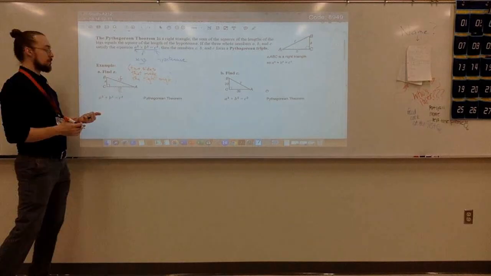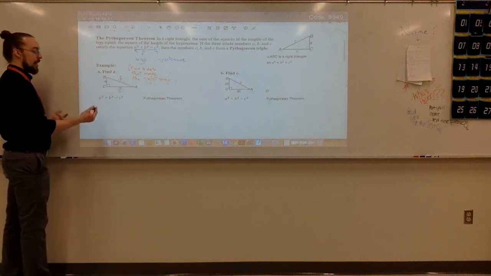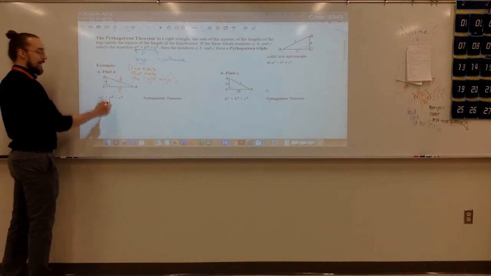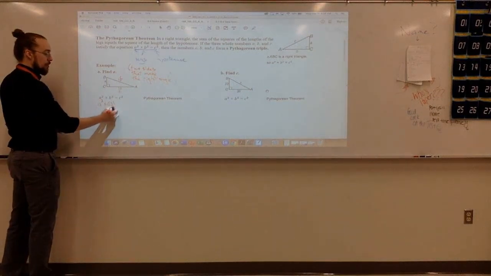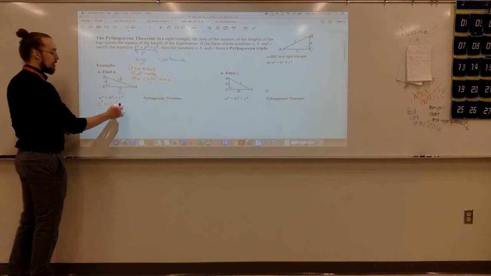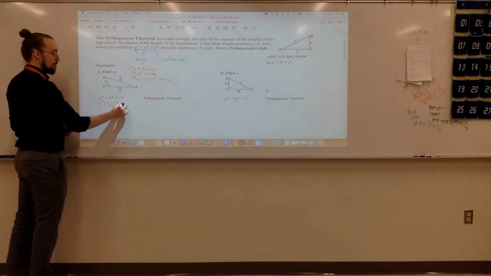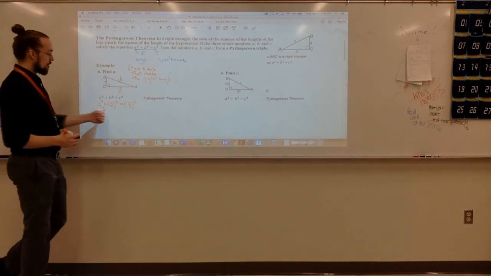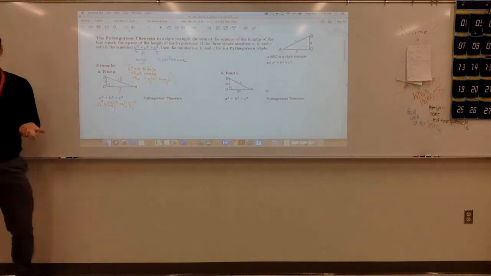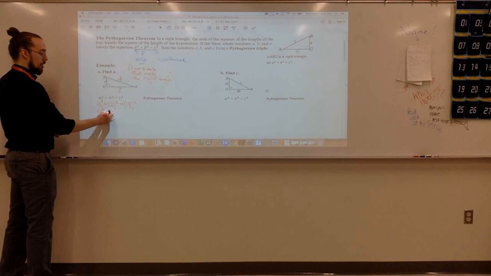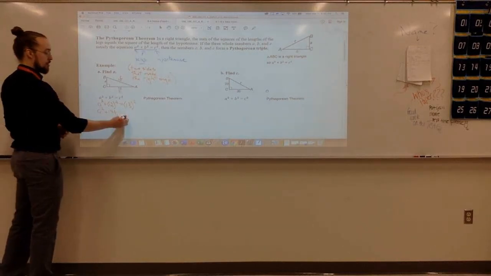In this example, if I want to find this leg, I'll leave it as a squared because that's what I'm solving for. Then this leg is 12. So I want to take 12 squared equals the hypotenuse of 13 squared. To solve for A, I first square both of these numbers. What's 12 squared? 144. And 13 squared? 169.